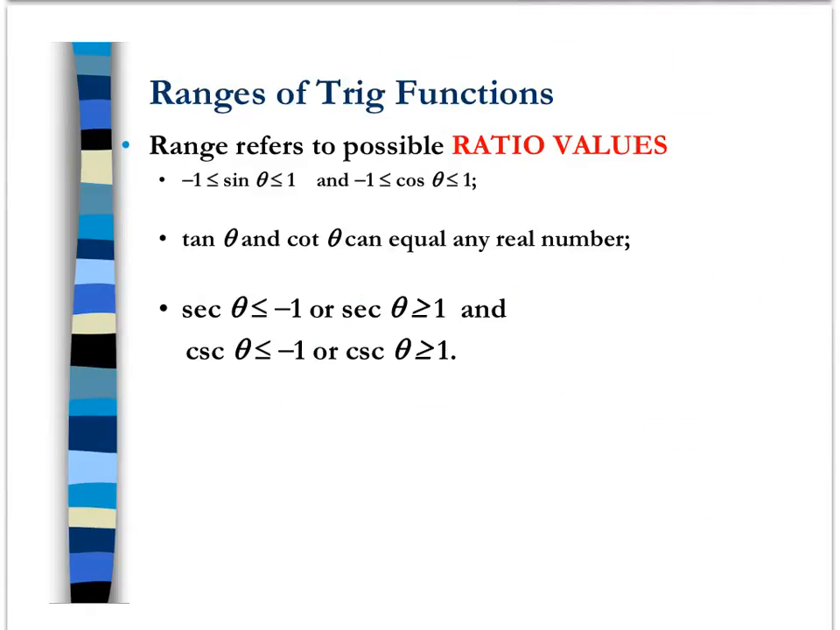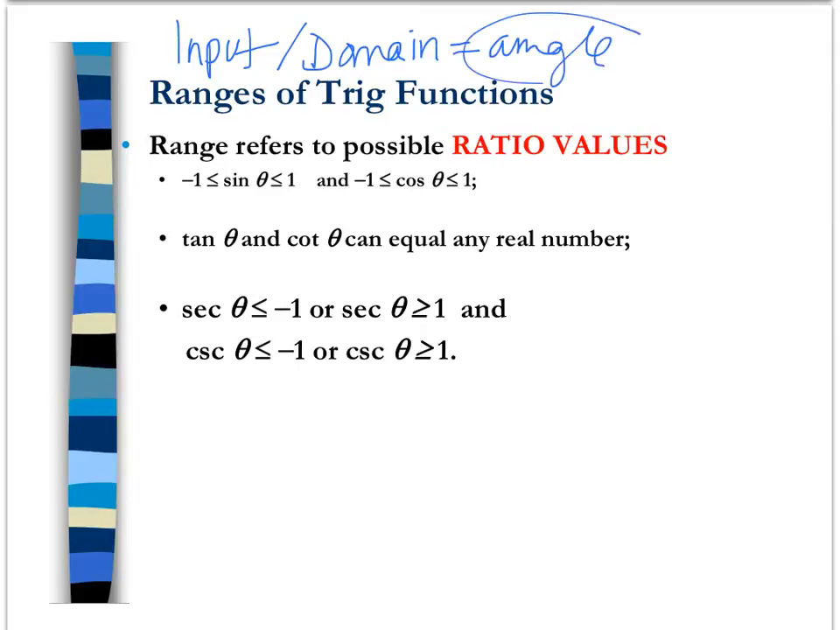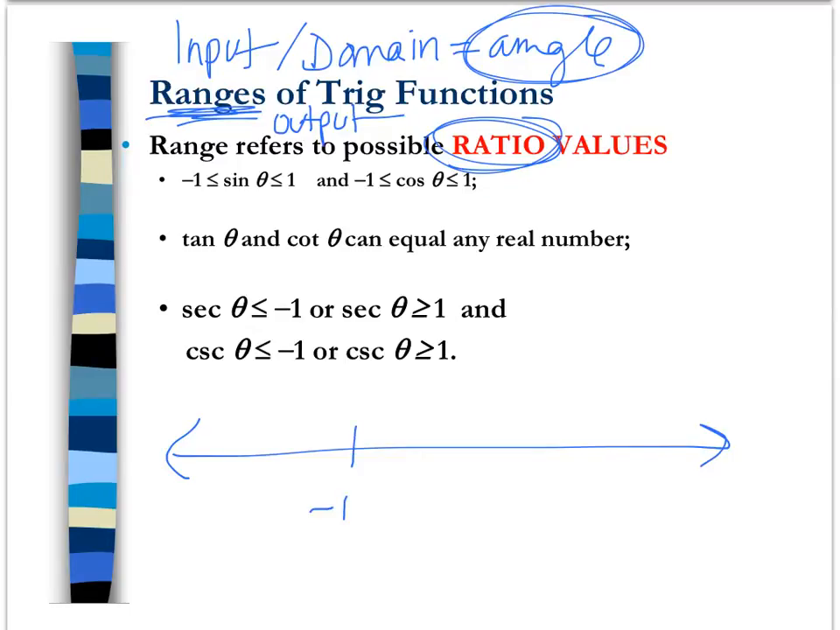Ranges of our trig functions. Remember that the input, or the domain, for all trig functions is an angle. Sorry, this is so sloppy. The range, or the output, is a ratio. And we've talked extensively about how sine and cosine live in between -1 and 1. If you recall, I've drawn this graph many times in class. And secant and cosecant are on the outsides, meaning that they must be greater than 1 or less than -1.